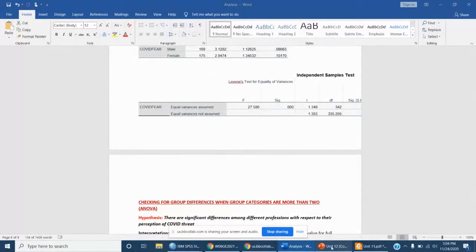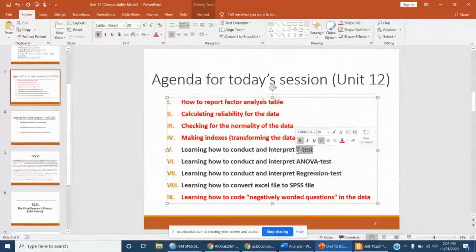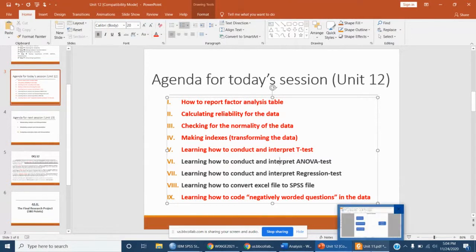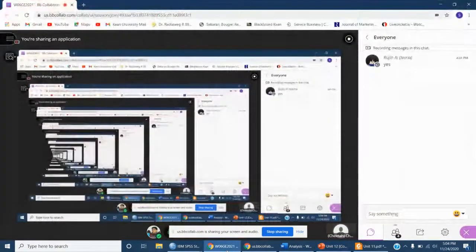Okay, so this is also done as well. So now we will see how to conduct and interpret our ANOVA test. Any questions so far? Anything which is not clear?